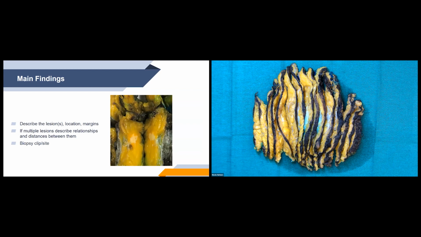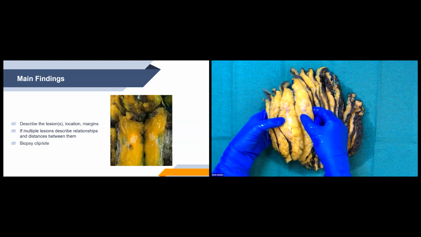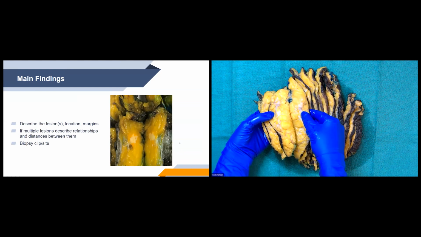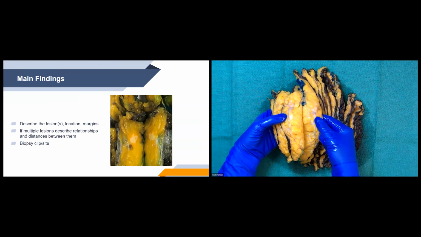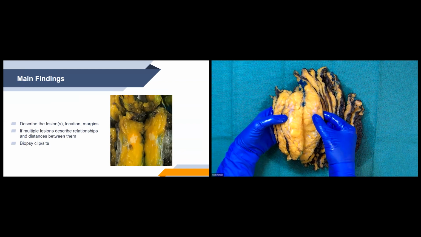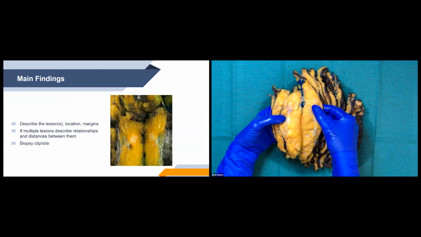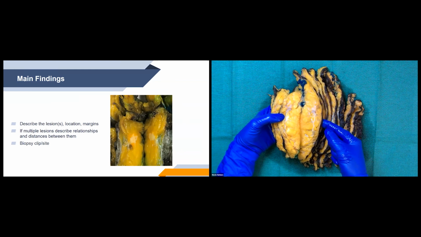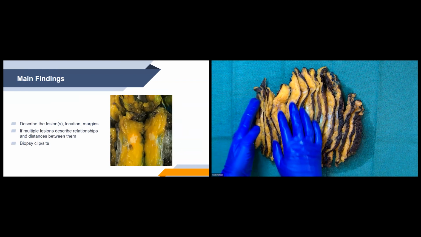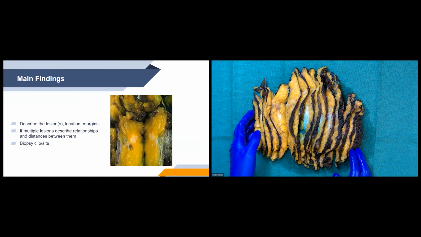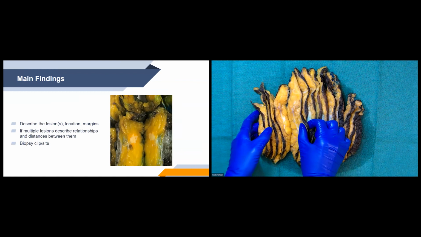So now we'll move on to talking about our main findings. So we'll want to describe the lesion. So that will be describing the consistency, the color, things like that. So for this one that we have for our case, it's very firm, white, and stellate. And then I would be giving the location. So I would say that this one would be in the upper inner quadrant. I would be giving all my distances to all my margins.